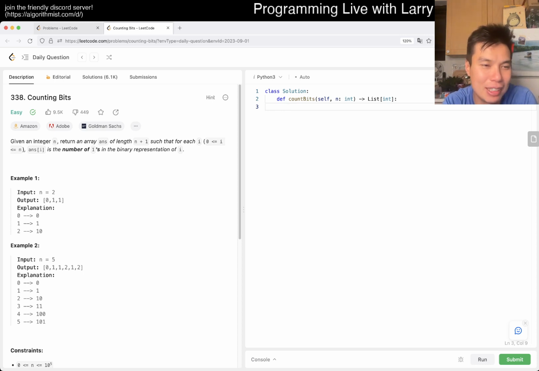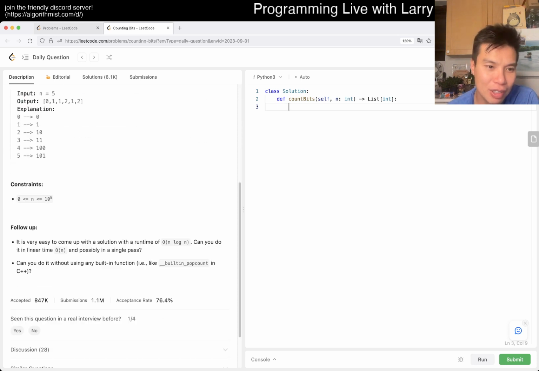Alright, today's problem is 338, Counting Bits. Given an integer n, return an array answer of length n plus 1 such that for each i, answer[i] is the number of ones in the binary representation of i. I think the obvious thing is just to loop.